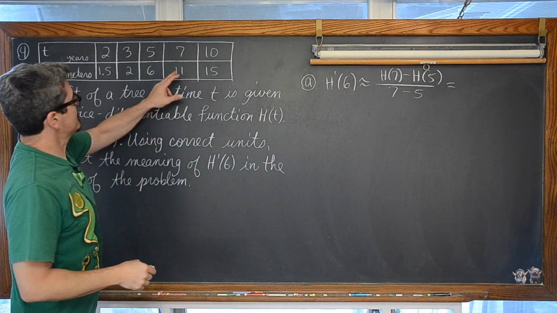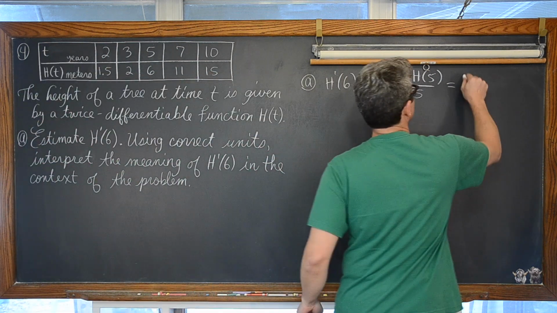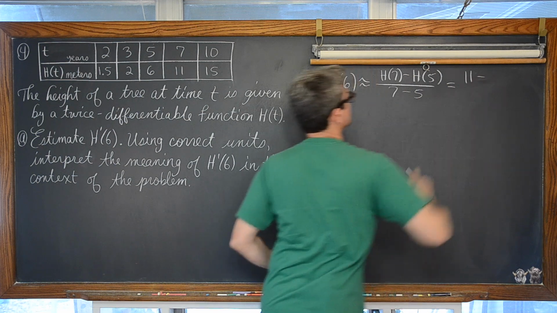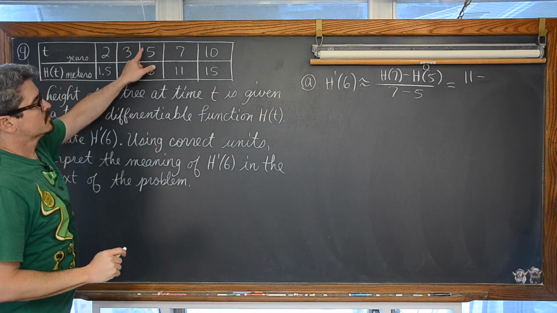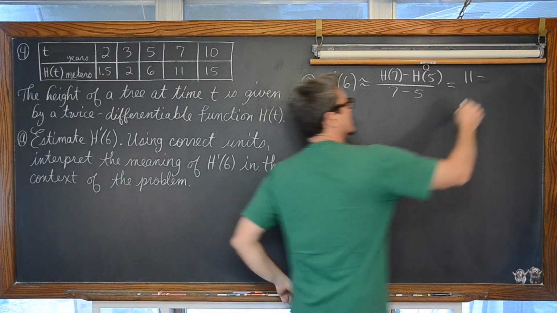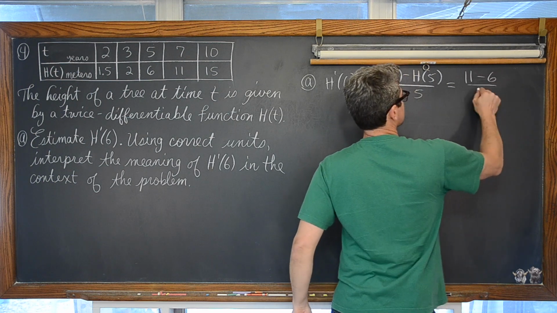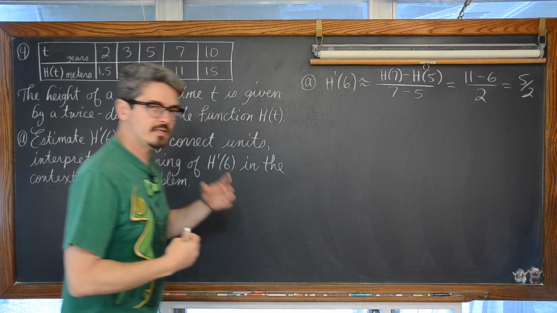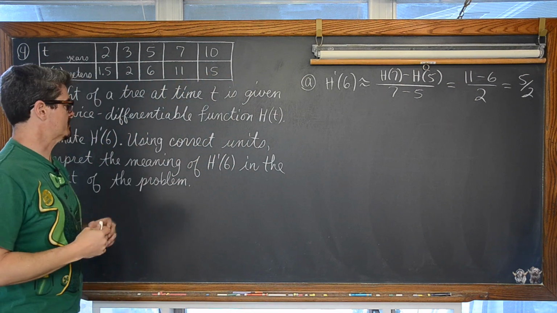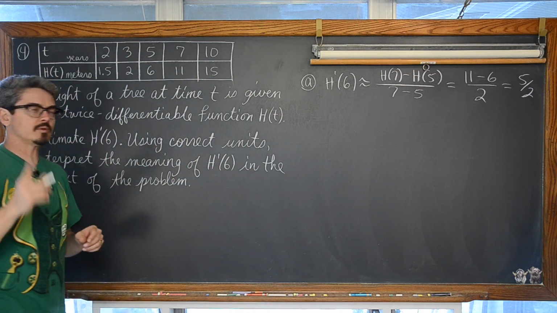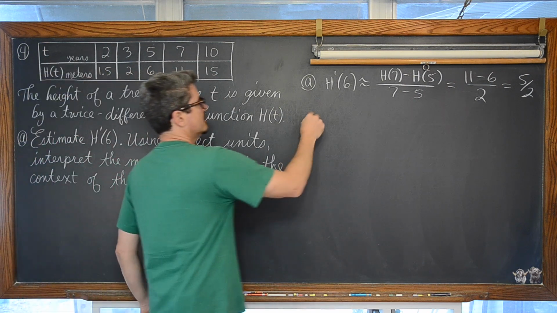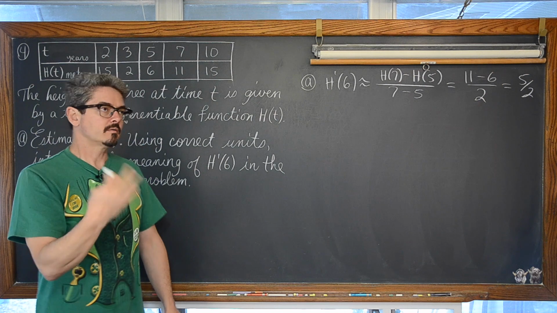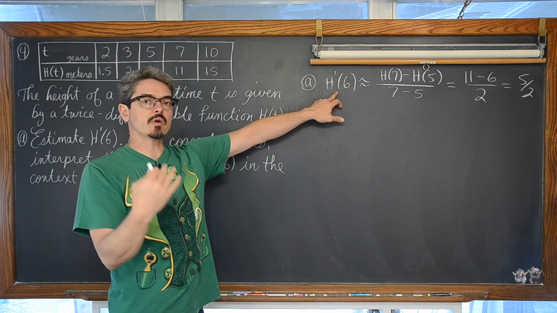And h of 7 is equal to 11. H of 5 is equal to 6. We're going to have that over 7 minus 5, which is 2. And we get 5 halves. Now we need to explain what that means with the correct units of measure in the context of this problem. Well, it means that derivatives are a rate of change, so h prime is a rate of change for h.